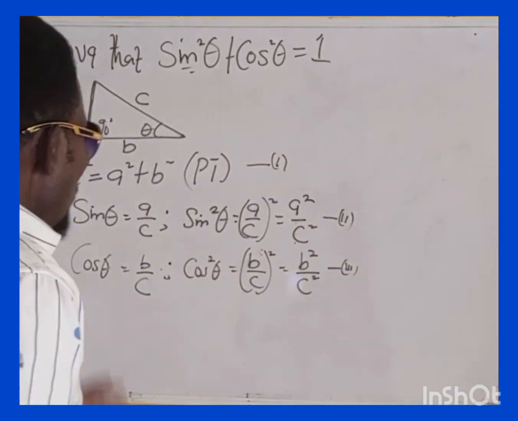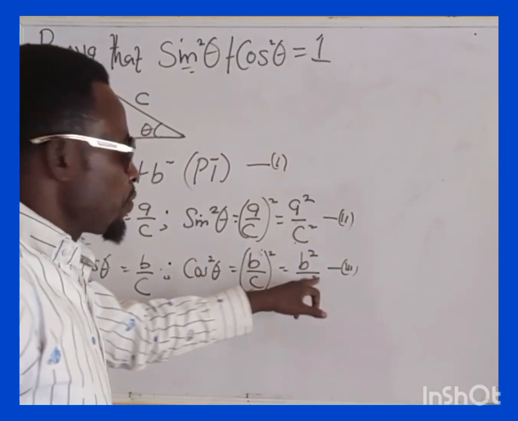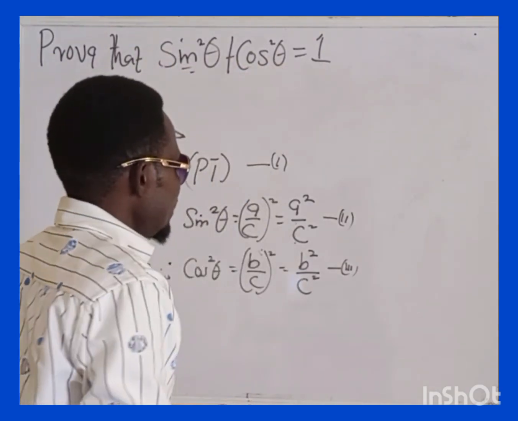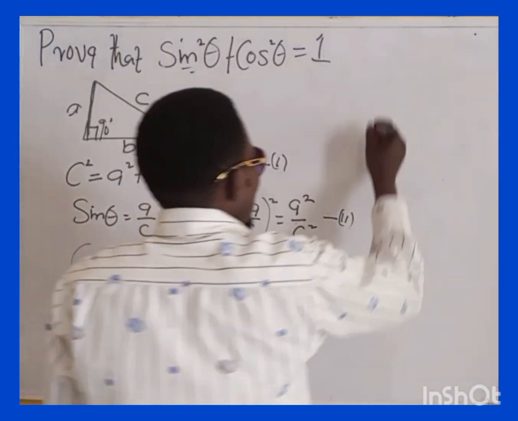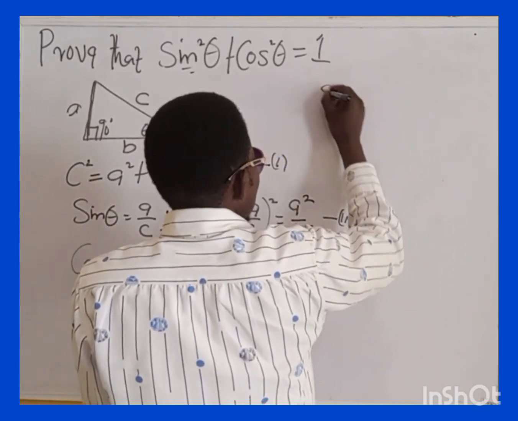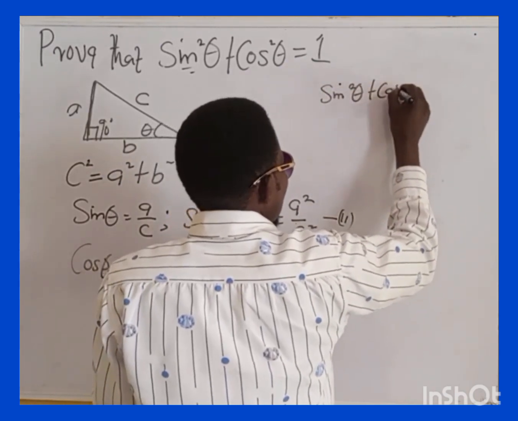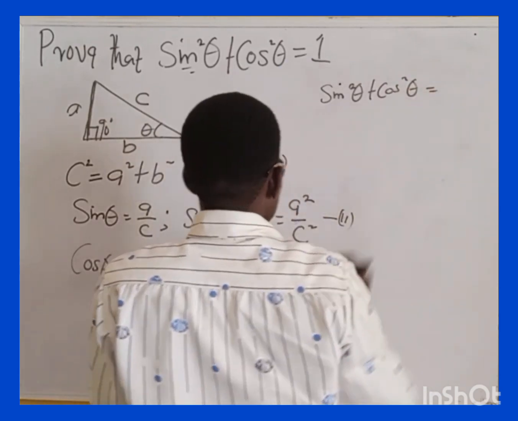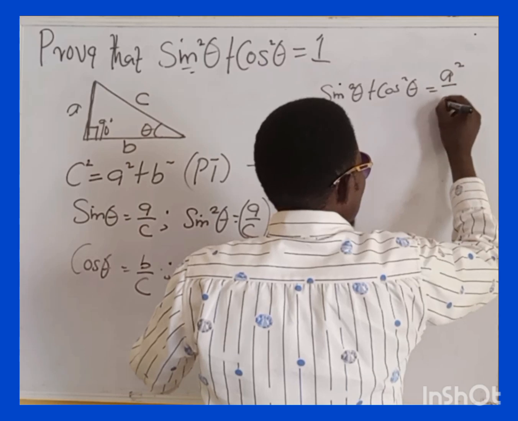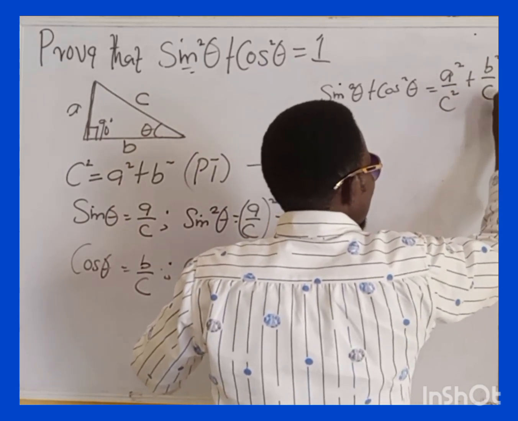So with this now, we've calculated the value of sin square theta to be this. We've calculated the value of cos square theta to be this. So why don't we just add them together like we've added here and see what happens. Sin square theta plus cos square theta will now be equal to A square all over C square plus B square all over C square.